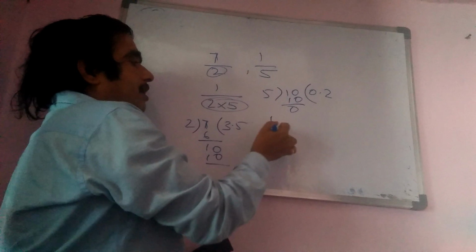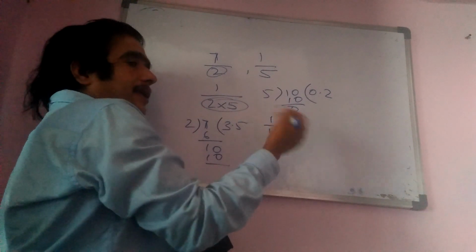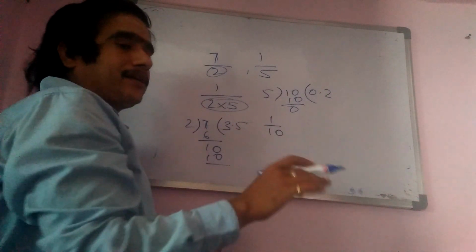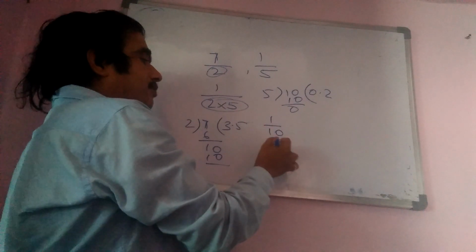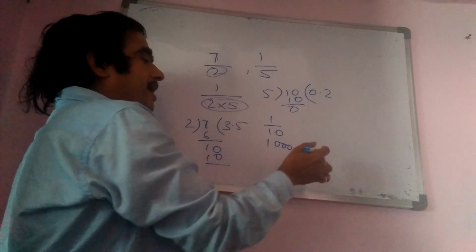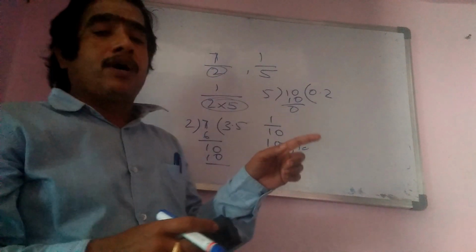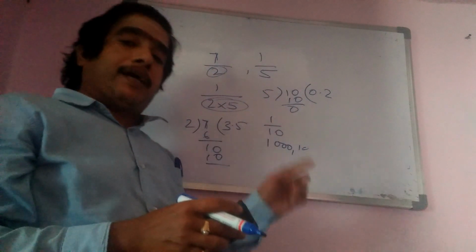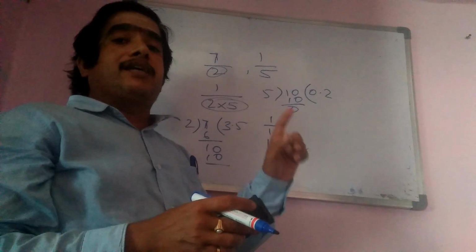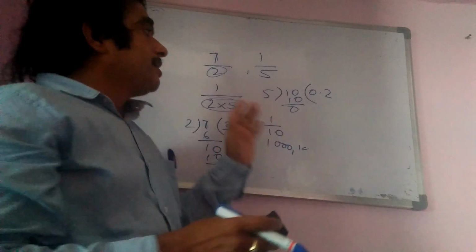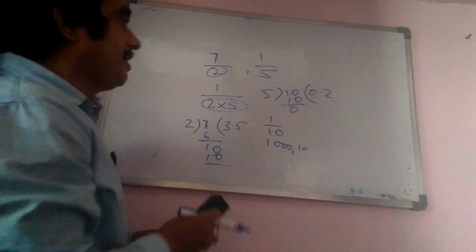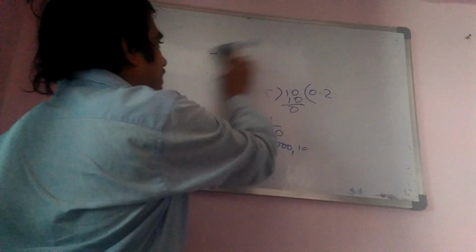2 into 5 means what? 10. You divide any number with 10, it will terminate. Not only with 10, with 1,000, with 100, with 1 lakh, multiples of 10. So if the denominator is 2, or if the denominator is 5, or if the denominator is a multiple of 2 into 5, then we will get a terminating decimal. Otherwise we will get a non-terminating decimal.